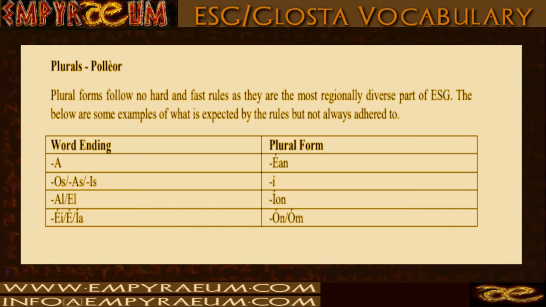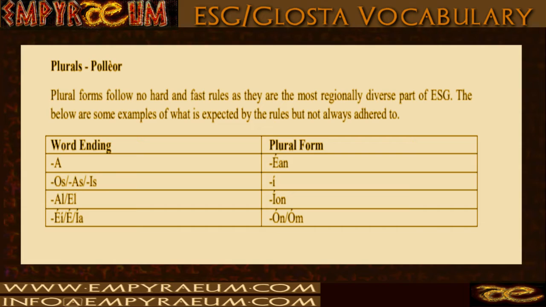Next we are going to go into some more. We're going to also go into the plurals as well. So if you'll bear with me, you have to follow everything around here. So the plurals are polyod. As you can see there, plural forms follow no hard and fast rules, as they're most regionally diverse. People do what they're used to doing.